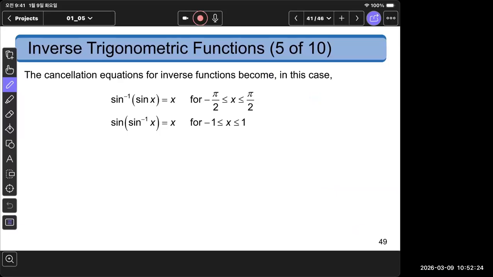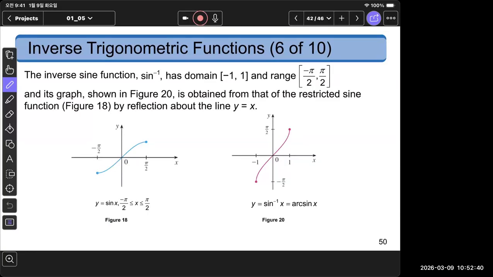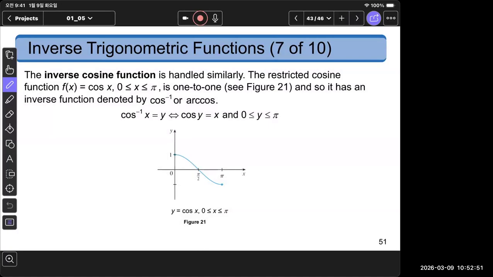The cancellation equations for the arcsine function can be written by this. That is a simple relation, which you probably know. Now, similarly to the sine function, sometimes I need to consider the inverse of the cosine function.